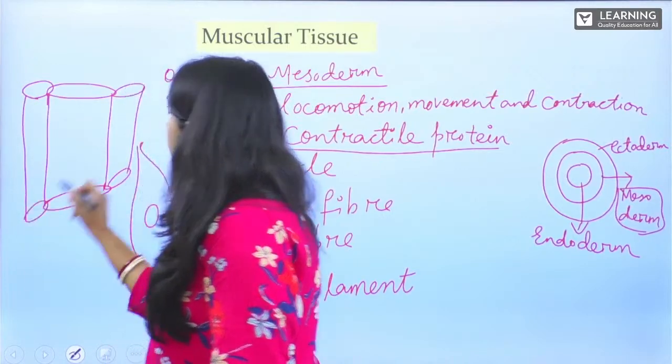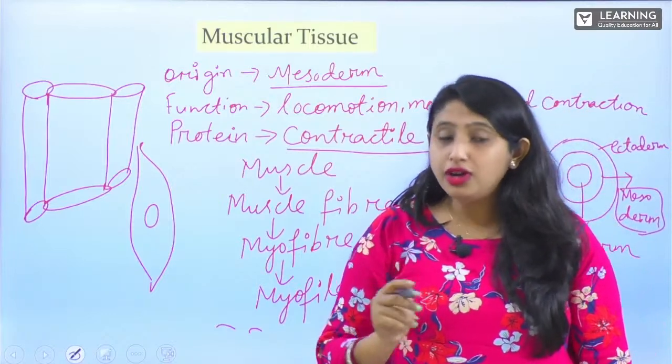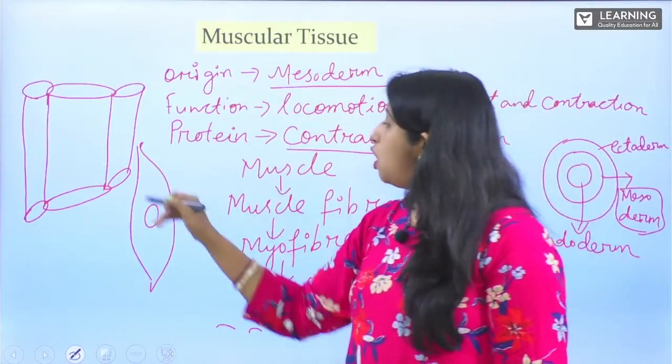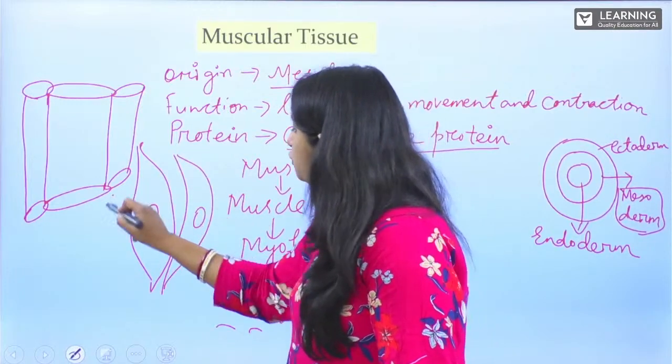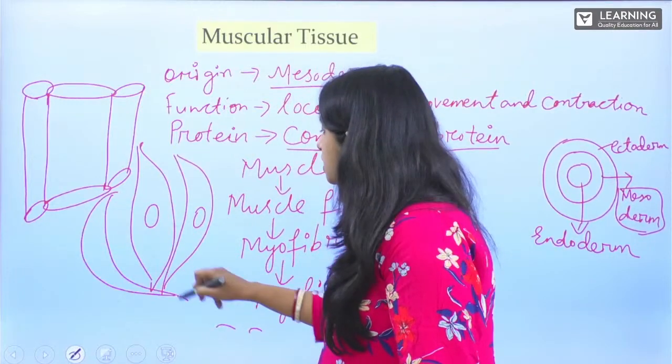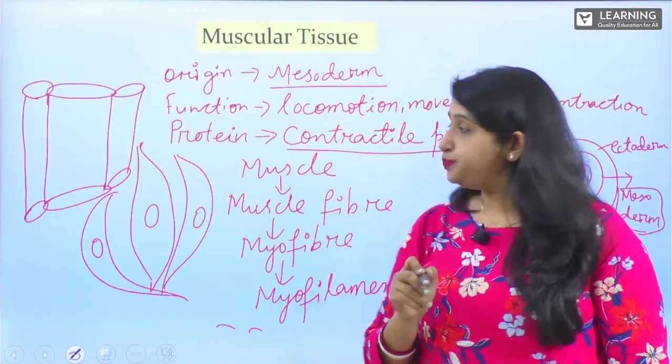And how are they connected? All the muscle tissues are connected with the help of connective tissues. So all these muscle tissues are connected with the help of which tissue? They are connected with the help of connective tissues.